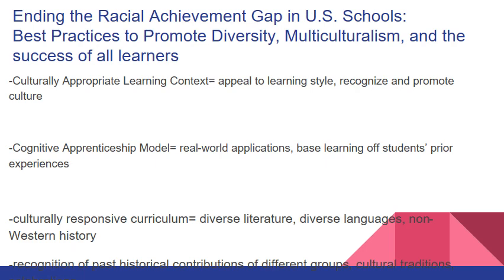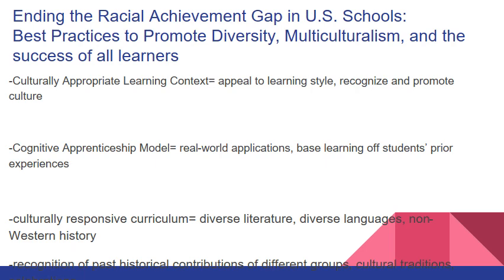In addition, you want to have a culturally responsive curriculum. You want to promote literature from diverse authors. You also want to encourage different languages, and you also want to teach students non-Western history. Unfortunately, Western European history is often emphasized in schools rather than the history of Latin America, Africa, or Asia. And so, as a teacher, you can also ensure that your students are learning history from non-Western countries.